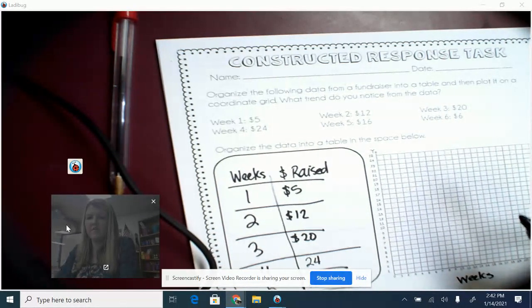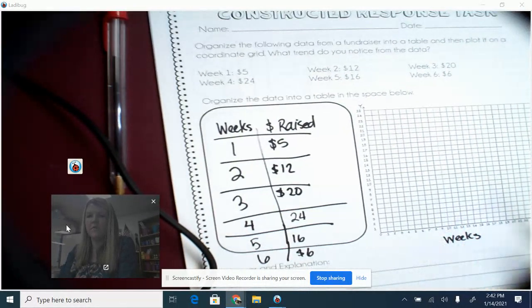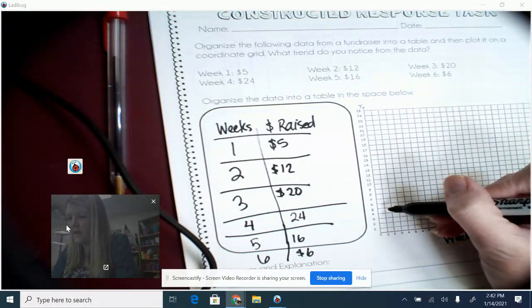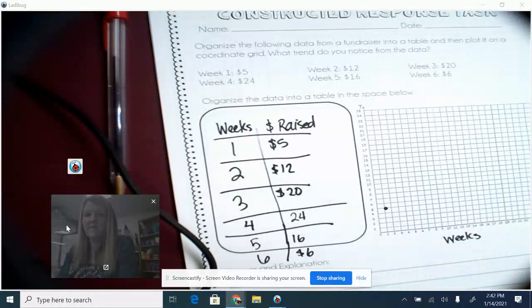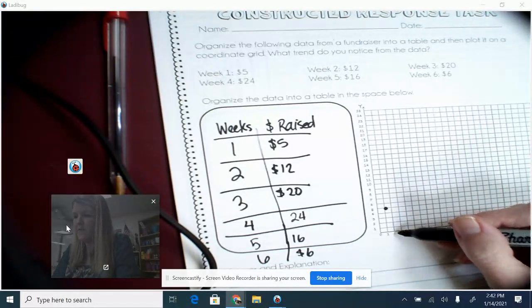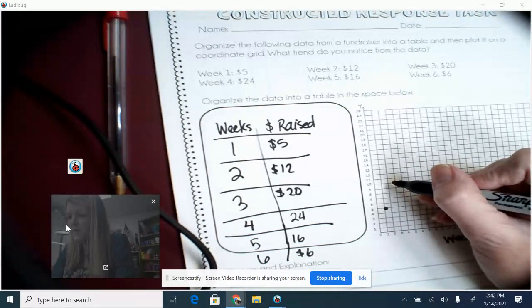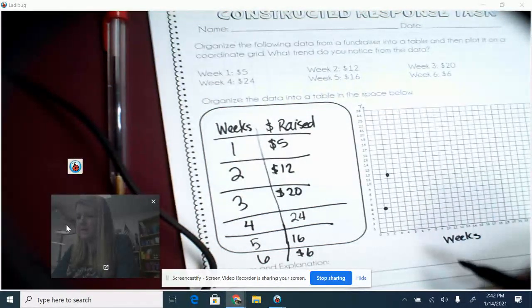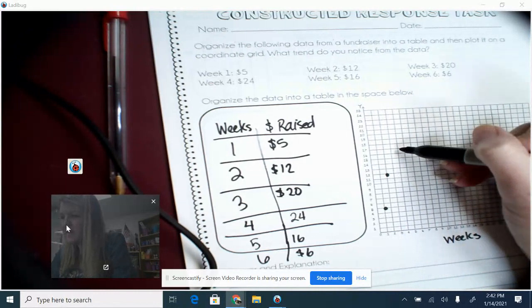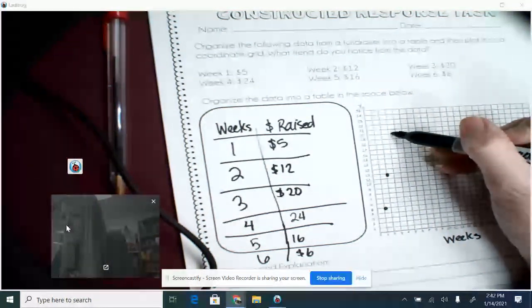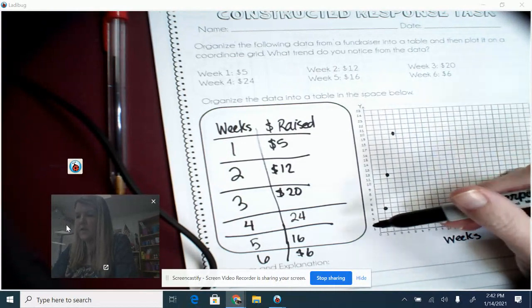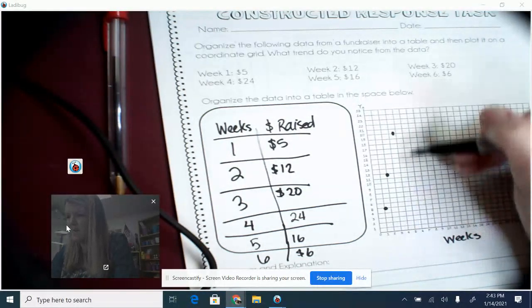So for the first one, we've got (1, 5). So I go over 1 up to 5. And then (2, 12). So over 2 and up to 12. And then over 3 up to 20. You know, so far we can see an upward trend. But then we get to week four, and it's still going up to 24.